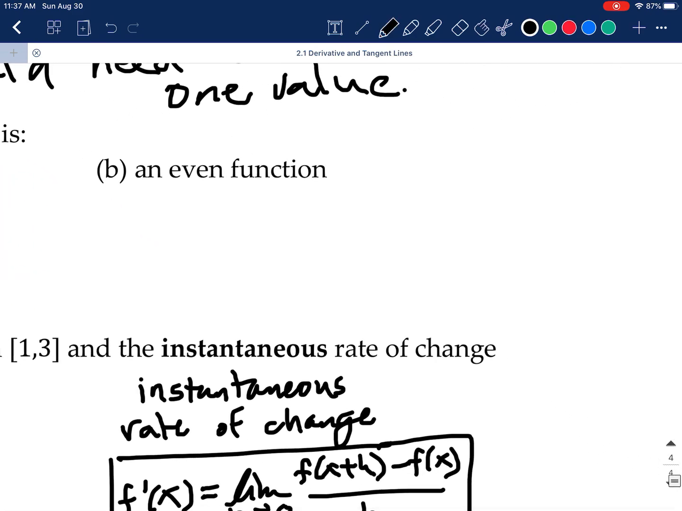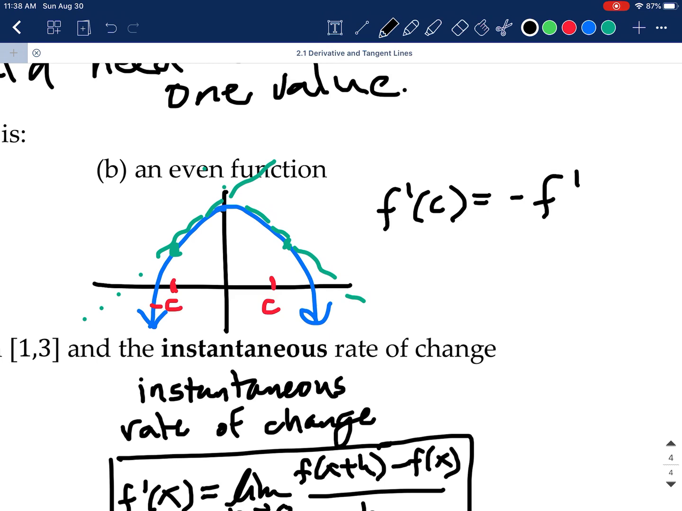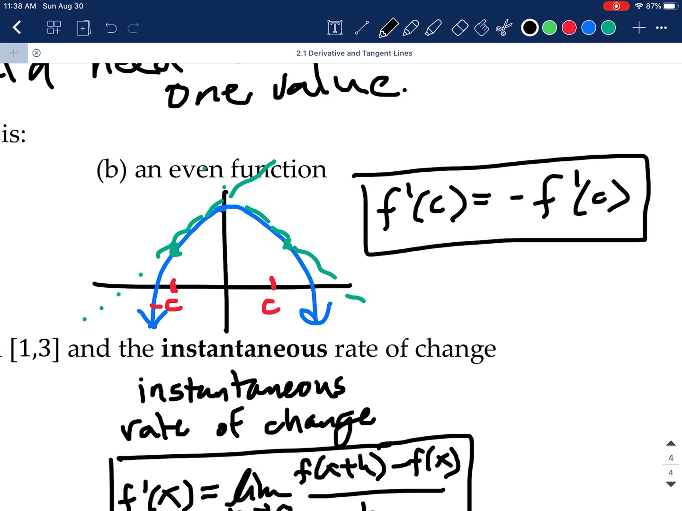And similarly, if we take an even function, let's take our quadratic here, at opposite values, they're going to be the opposites of each other, right? So they're going to be the exact same slope value with a difference of plus or minus. So f prime of negative c is equal to the opposite of f prime of c, which sounds like it's in reverse, right?